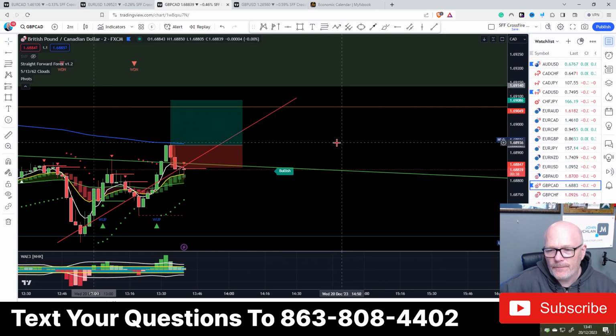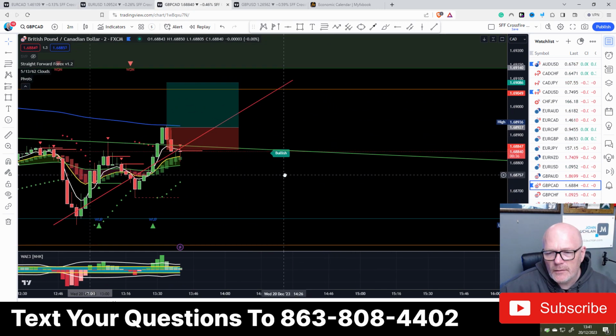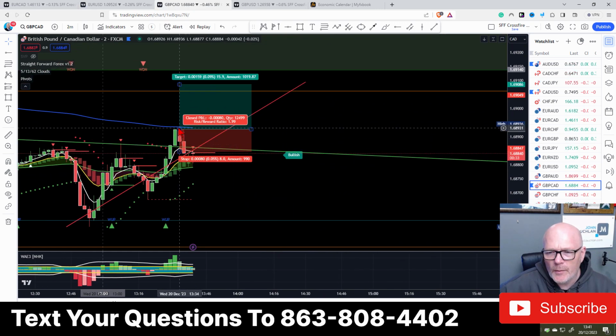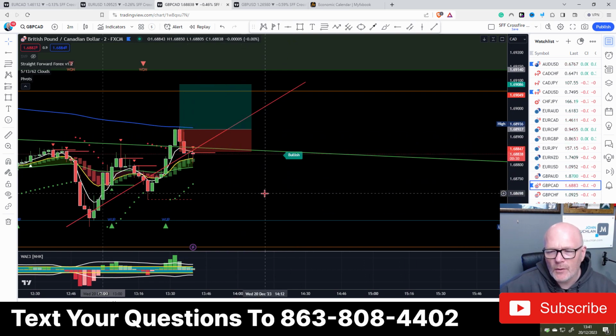GBP CAD, yeah, it didn't make it above. See, it didn't make it above that 200 moving average, and it bounced off, and now it's going back down to the downside. So nothing happened on that.